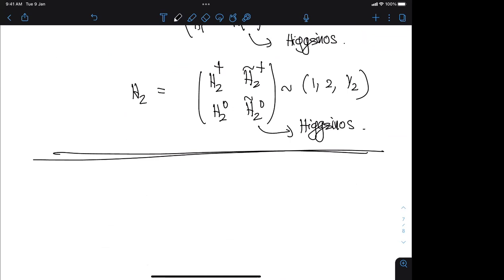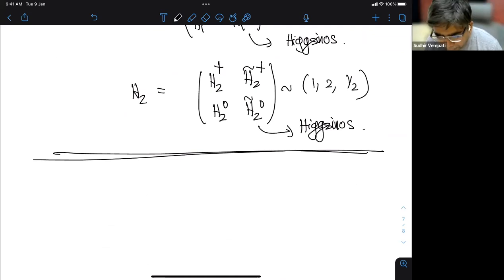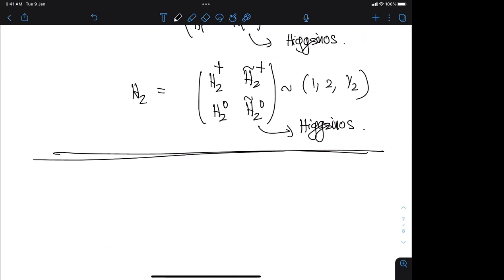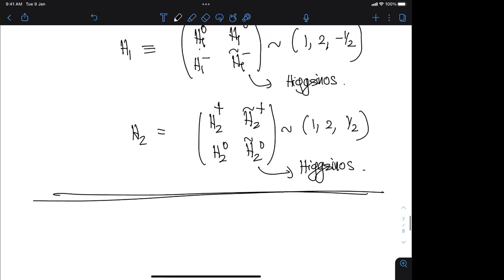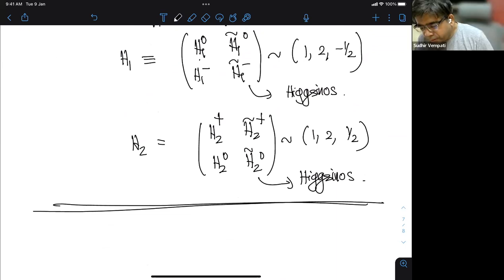Sir, do these two Higgs need to have the same masses, or can they be different? The Higgsinos, we didn't come to the masses as of now. As of now, we are just talking about the particle content. The final analysis is complicated actually, because if you just take the Higgsino spectrum, both of them end up having the same mass. But that is not the full solution.